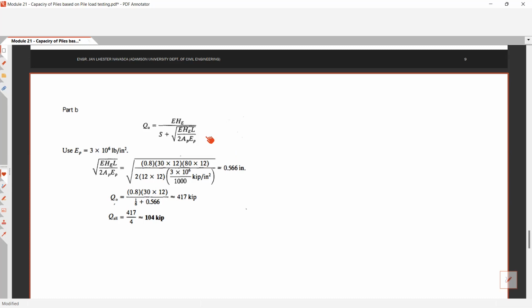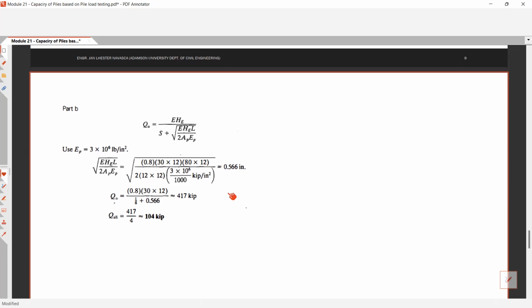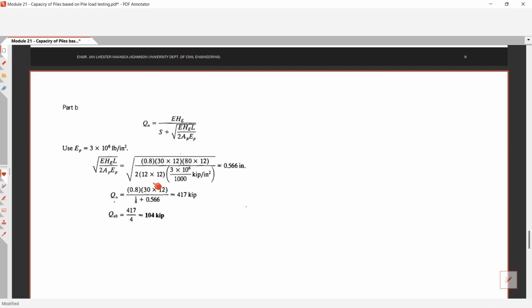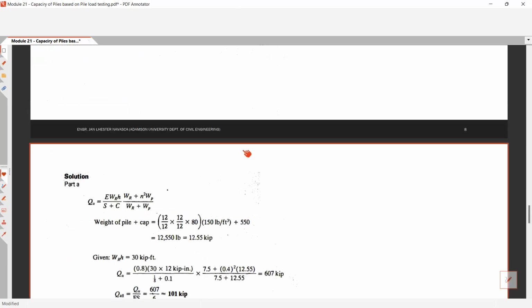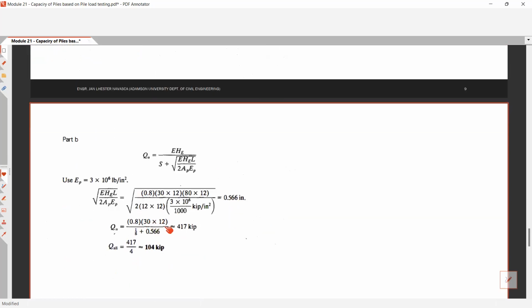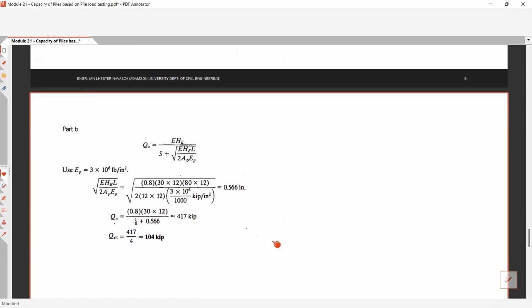So, therefore, we can now solve yung ating pile capacity. So, 0.8 efficiency multiplied by the total maximum rated energy, okay, ng hammer mo. So that is 30 times 12. So that is in kips per inch. Ito yung kip-inch. Okay, so the kip-inch, 30 times 12. So divided by 1.8 plus 0.566.